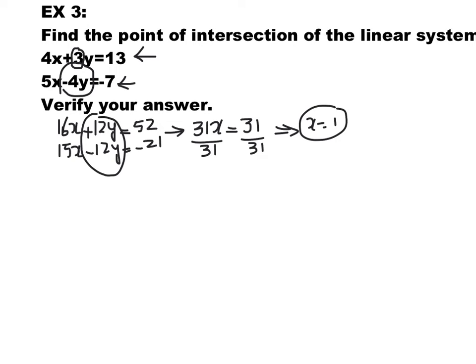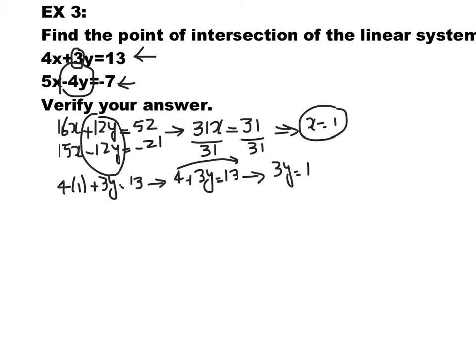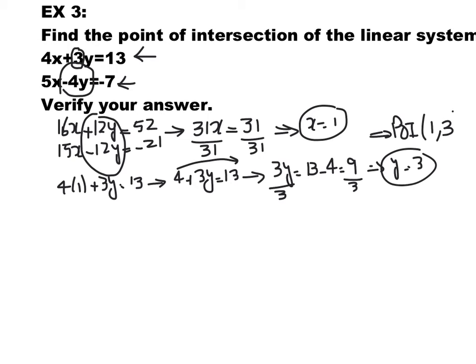So I'm going to pick the first equation. I get 4 times 1 plus 3y is equal to 13. From here I get 4 plus 3y is equal to 13. Move 4 to the right and change it to negative. I get 3y is equal to 13 minus 4, which is 9. Divide both sides by 3. I get y is equal to 3. So this means that POI, point of intersection, now becomes 1 and 3.